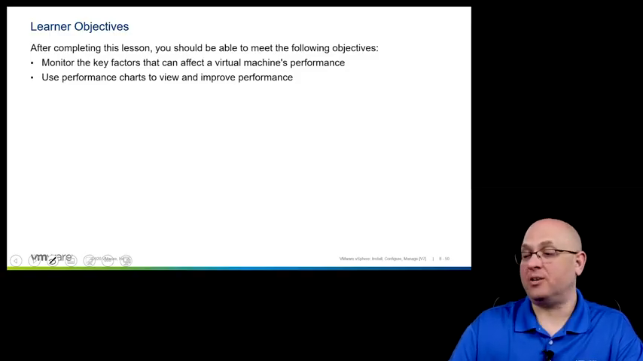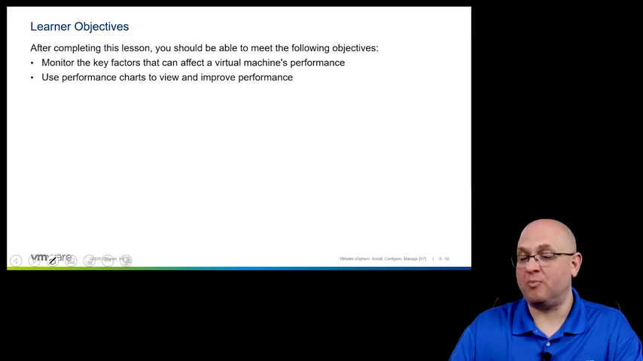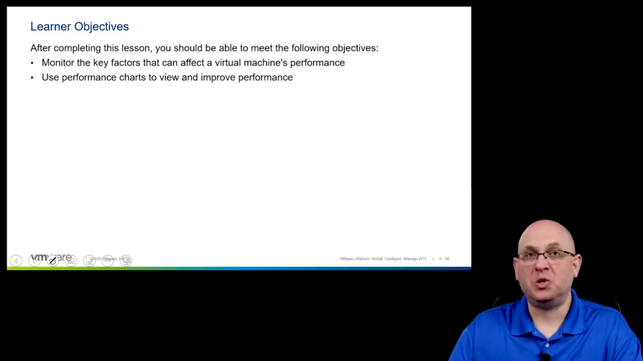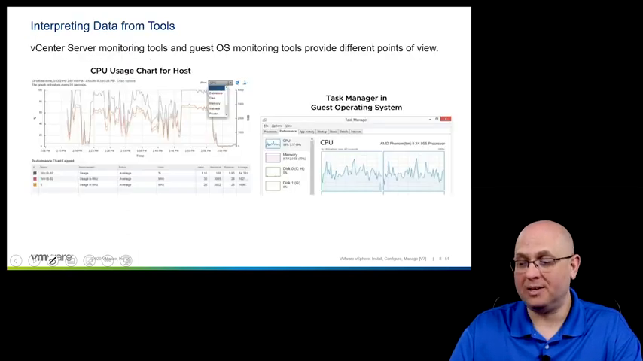Now that we know how to build performance charts and we have some other tools under our belt, let's look at some of the most important metrics that we can use to determine whether or not we're under contention, okay? And how we analyze these charts to give us some actions. Let's have a look. The key factors that can affect virtual machine and application performance, and then utilizing those performance charts to help us to improve performance.